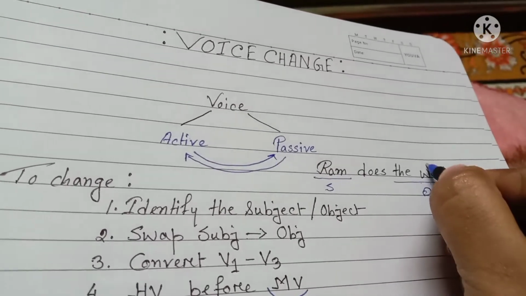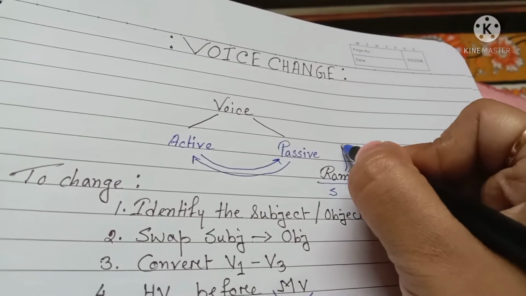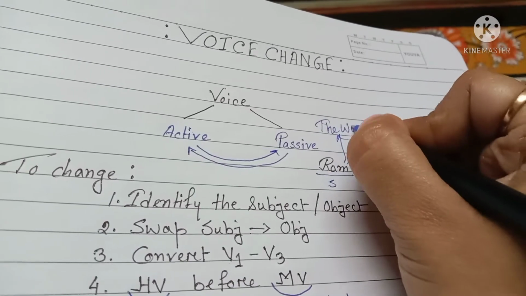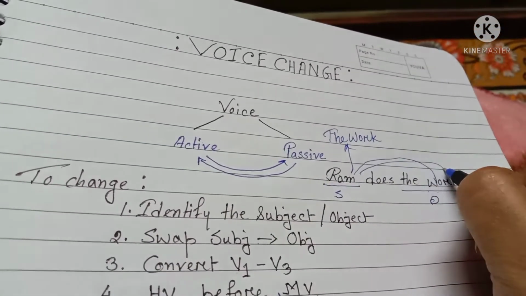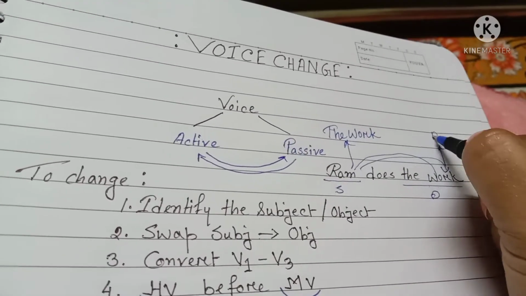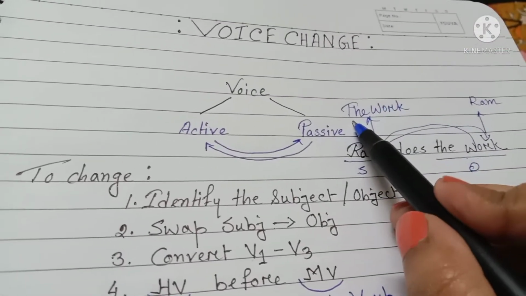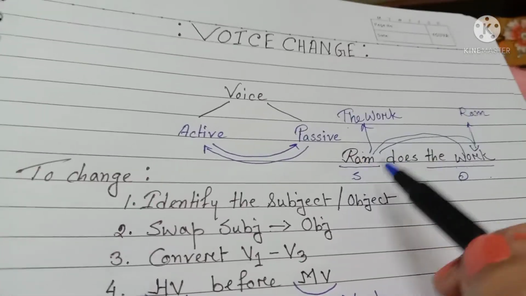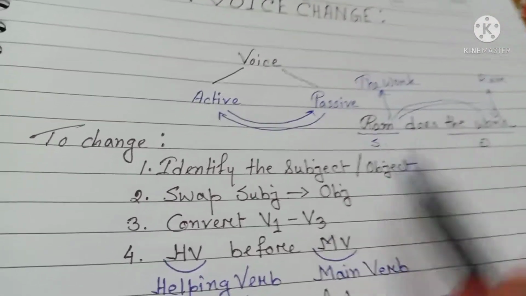So let's change it. We need to write down here the work, and we have to change the subject into object, so write down Ram. Done. I have written down the work, which is actually the object, in the place of the subject, and Ram, which is actually the subject, in the place of the object.